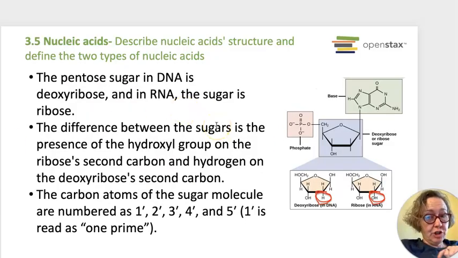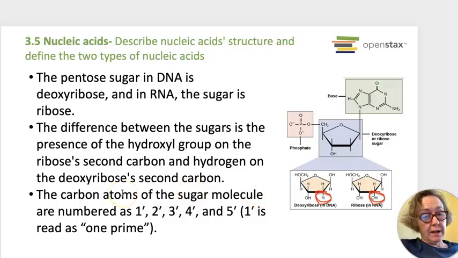Now, the pentose sugar in DNA is deoxy, 2 oxygens. See, here we have this oxygen. Both of them have this group here, but your deoxy has 2, your ribose has the other oxygen. The difference between the sugars is the presence of the hydroxyl group on the ribose's second carbon and hydrogen on the deoxy's second carbon. Okay, so deoxyribose, this is the oxygen that we are talking about.